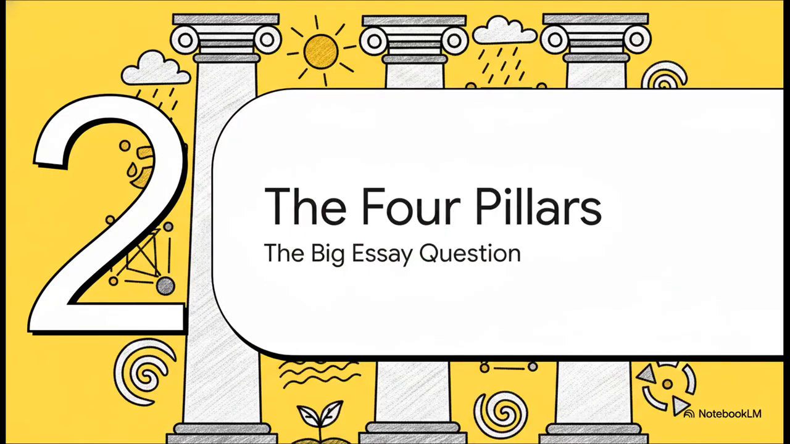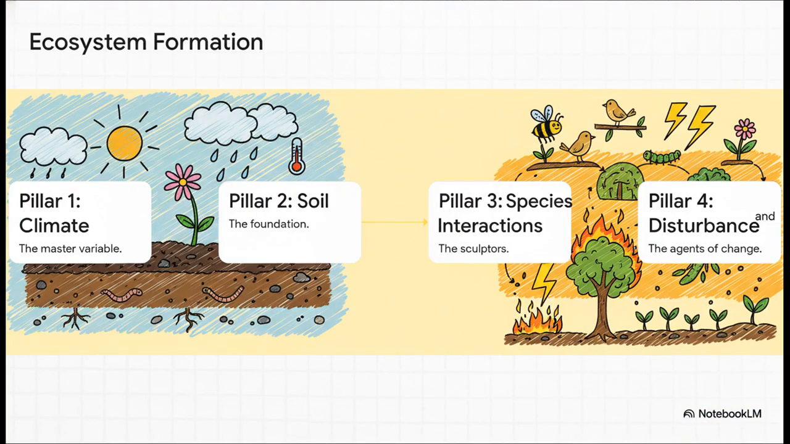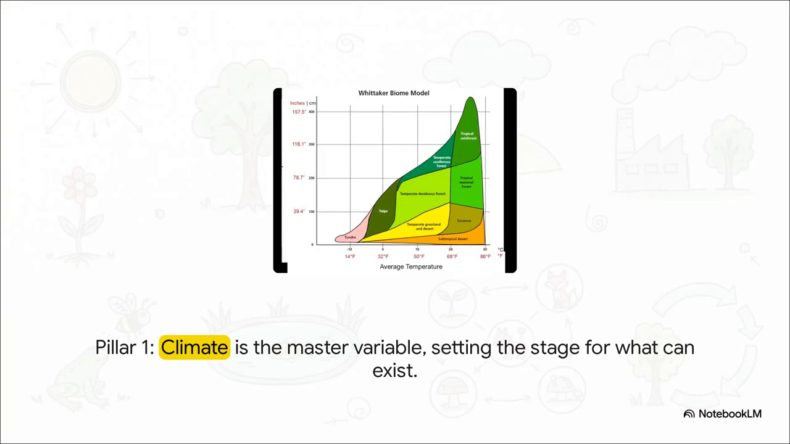And that brings us to section 2, the 4 pillars of formation. Now, I want you to pay close attention here because I guarantee this is going to be your big essay question. These 4 things are the fundamental forces that build every single ecosystem on the planet. And here they are. You've got climate, soil, how species interact, and finally, disturbance and something called succession. You can think of these as the 4 main architects that are constantly designing and sometimes redesigning the entire natural world.